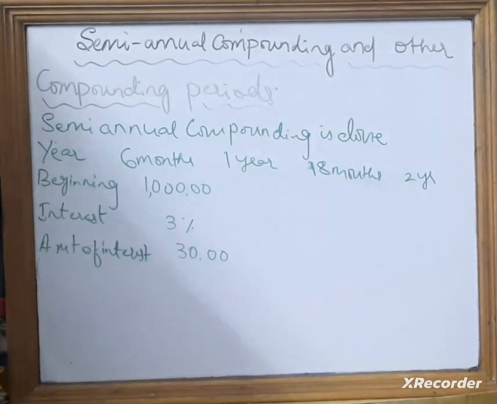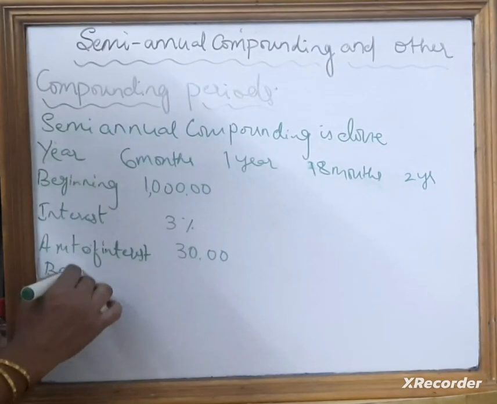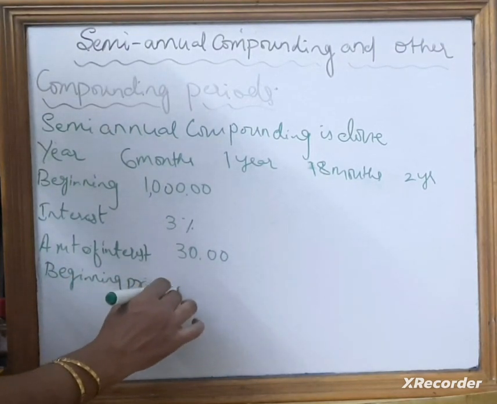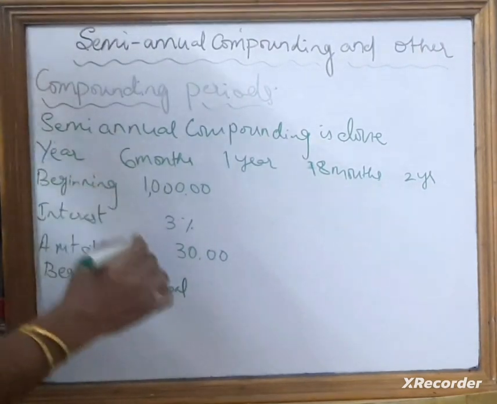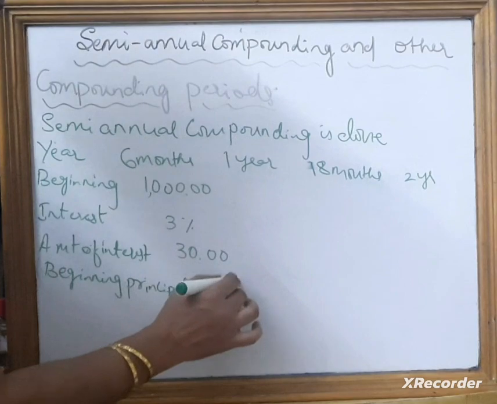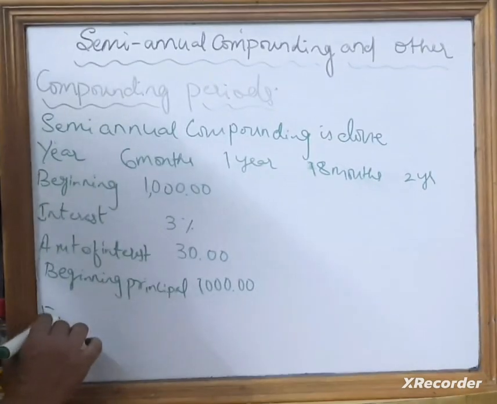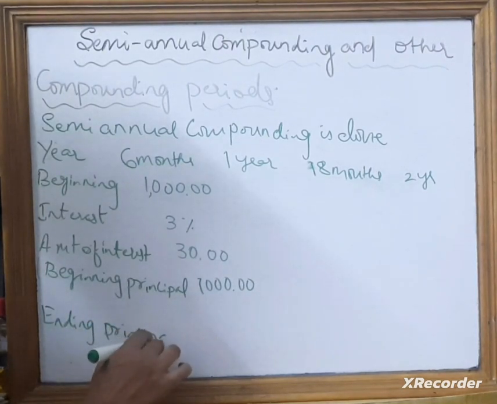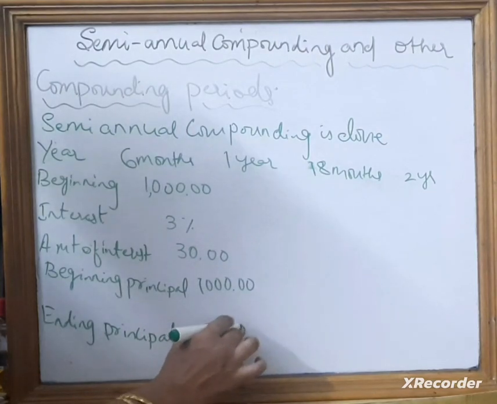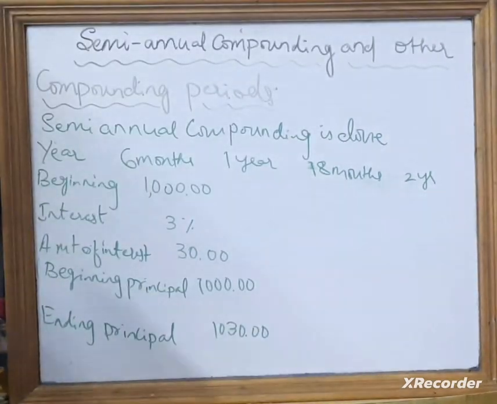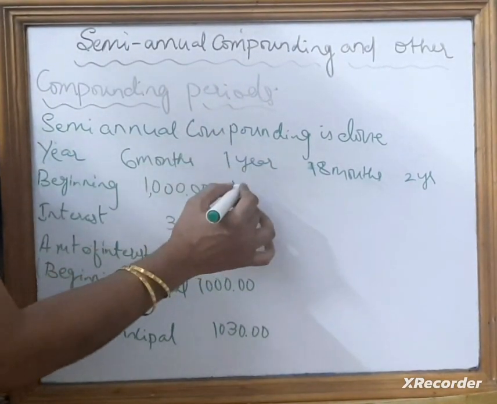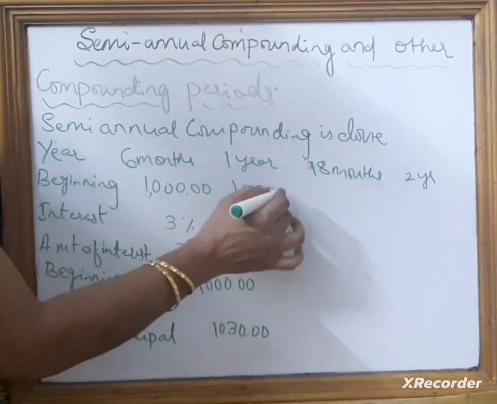So the beginning principal amount is how much? Beginning principal is 1000. Ending principal is 1030. So this 1030 will become the beginning principal in the next 6 months. 1030.